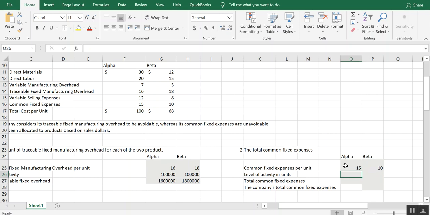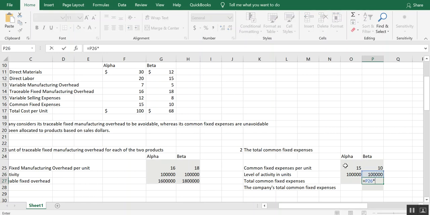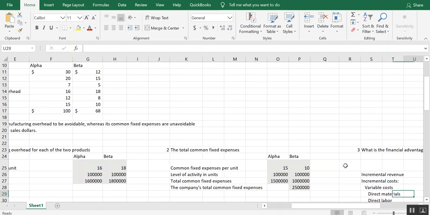The level of activity in units, again, we're going to consider at the maximum capacity, so 100,000 of each. Then we multiply 100,000 times 10, and we get 1,000,000 for beta. 100,000 times 15, we get 1,500,000 for alpha. In this case, we want to add these together because these are common fixed expenses, which means that in total, we take the pot and then divide it based on the sales value of those products.